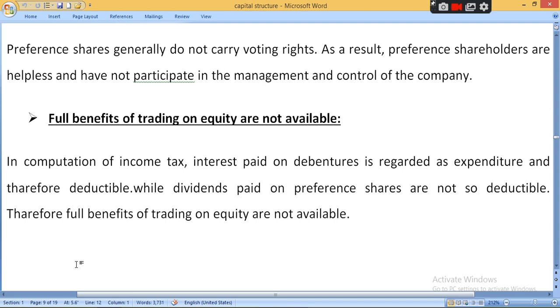Generally, whenever you calculate the tax, clear? The interest paid on debenture is considered as a tax deductible expense.